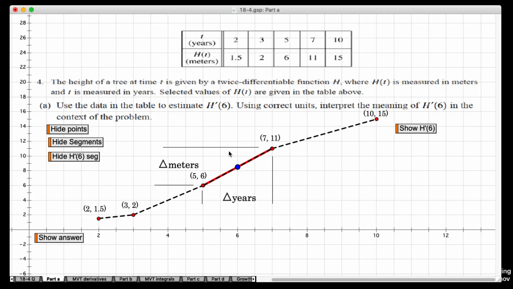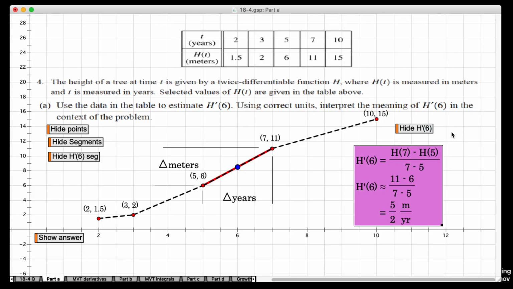Now be careful here. The slope is change in y over change in x, but we're dealing with a function, so this is going to be change in meters over change in years. And so here is h prime. H prime of 6 is going to be h of 7 minus h of 5. It's just the slope between these 2 points here.